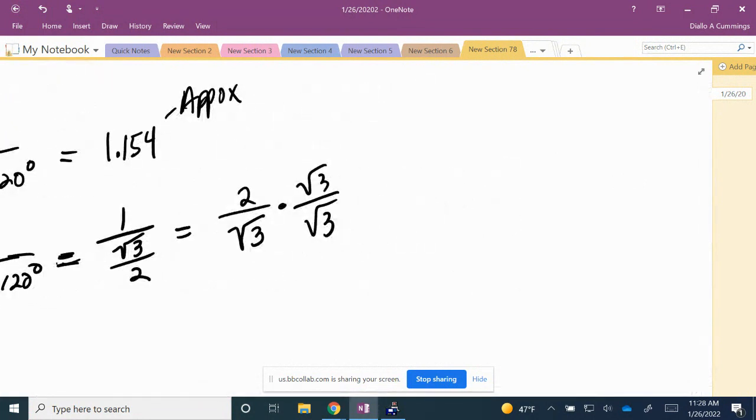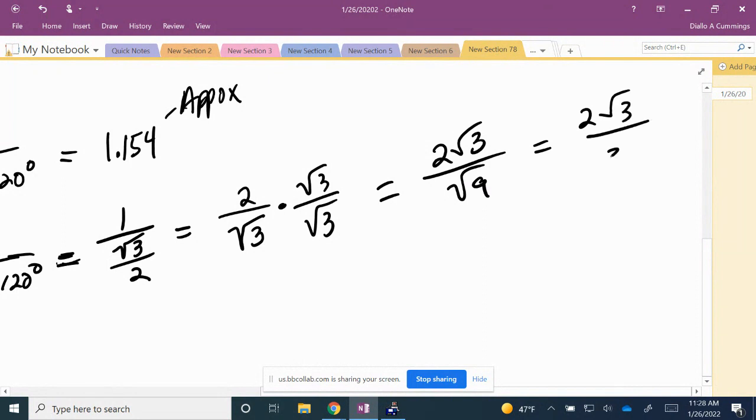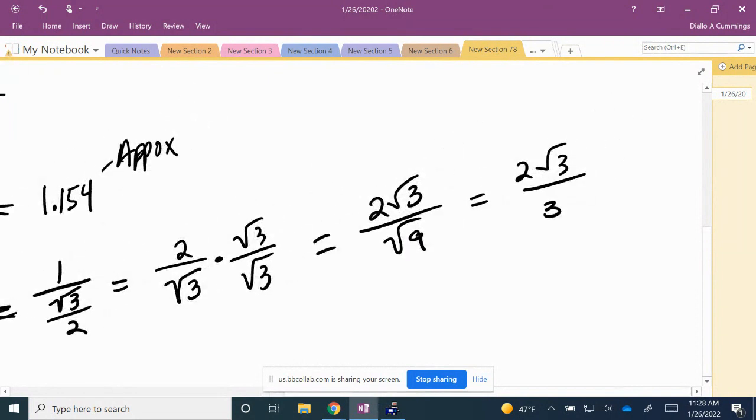So I'm simply going to multiply the numerator. So 2 times the square root of 3 is 2 square root of 3. The square root of 3 times the square root of 3 is the square root of 9. And the square root of 9 is perfectly 3. So I have 2 square root of 3 divided by 3. This is considered the exact value.